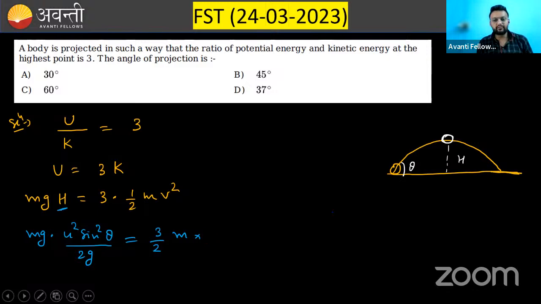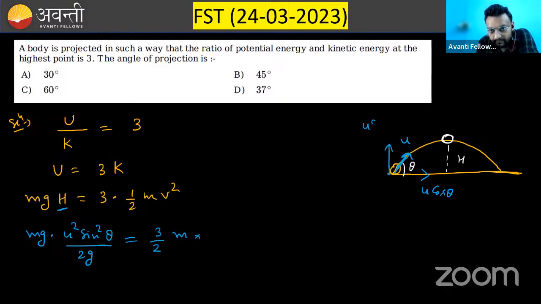If I ask you what is the velocity at the highest point, let's suppose it is thrown with some initial velocity u. When it is thrown with initial velocity u, you have a horizontal component u cos theta and a vertical component u sin theta. I think there is no problem with that. At the highest point, the vertical velocity is 0 and the particle will have only horizontal velocity. Are you getting my point?